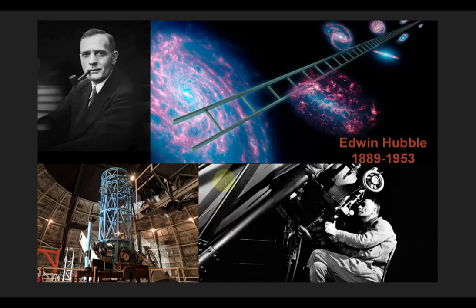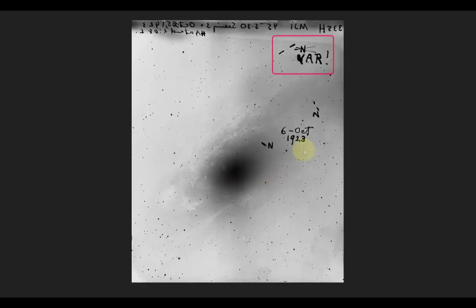This man, Edwin Hubble, took advantage of the period-luminosity relationship. He found some Cepheid variables in the Andromeda galaxy, and for the first time we found out that the Andromeda galaxy was outside of the Milky Way. This made the universe much bigger than it was before.